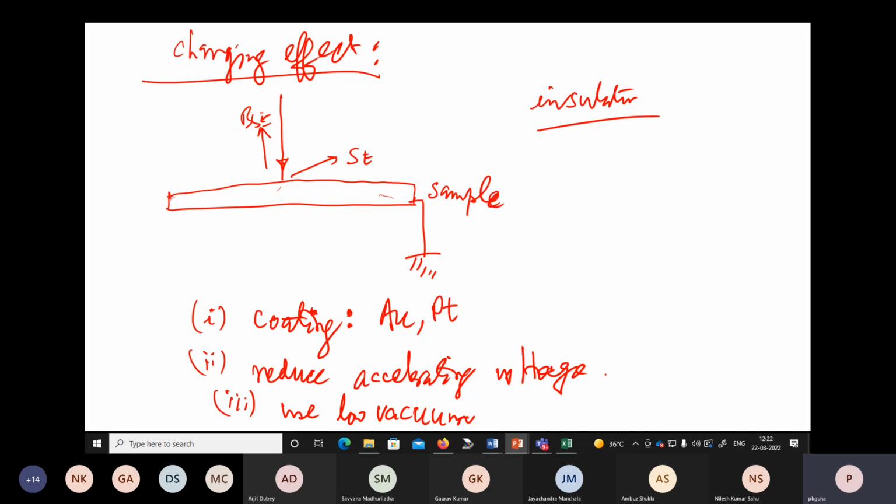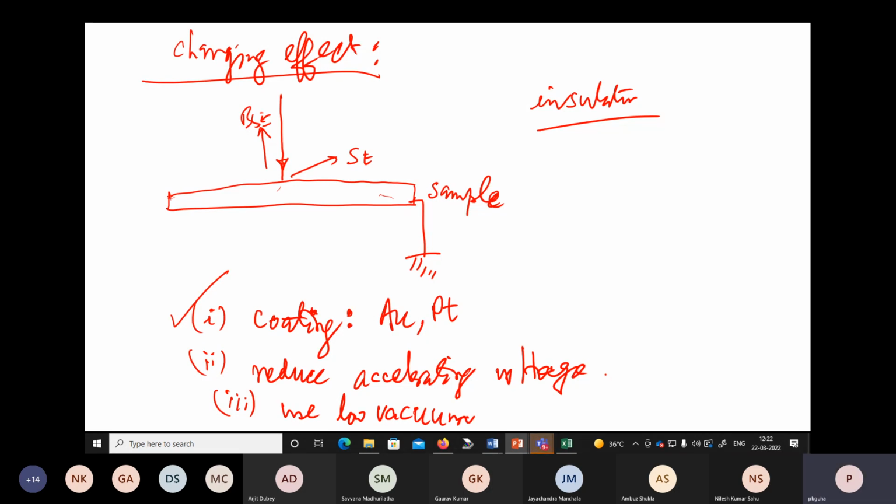In the lab, we basically use this particular technique: coating the sample with gold or platinum. We're almost done. The last part I would like to mention is about the detector.